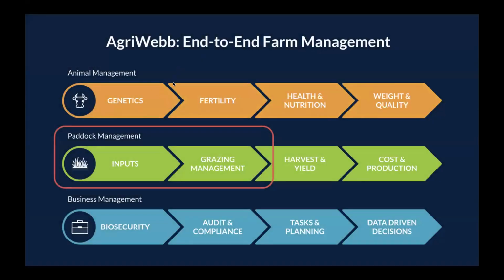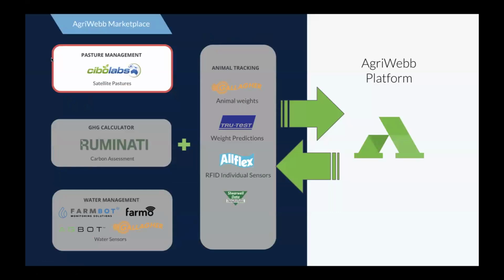Here we break out some of the areas that we really like to focus on end to end. So we have our animal management from genetics all the way through to weights, paddock management. And these first two sections here are really what we're going to be focusing on today, the inputs in your grazing management, and then also business management, biosecurity, making sure you're always compliant for audits, tasks and planning. So we're really focusing on that full farm management end to end. Something that we launched 12 months ago, which is the reason for this webinar, is our marketplace.